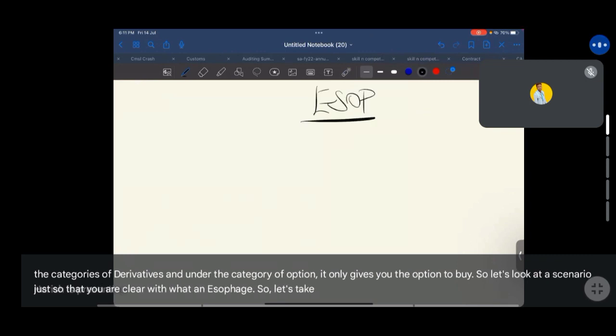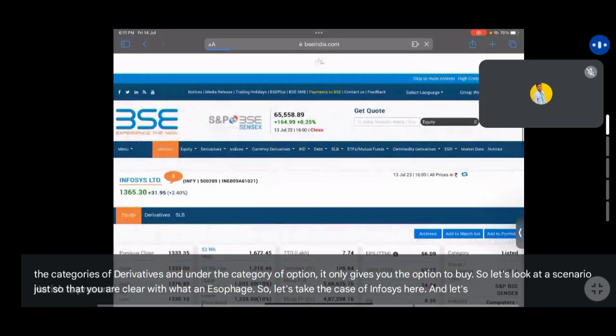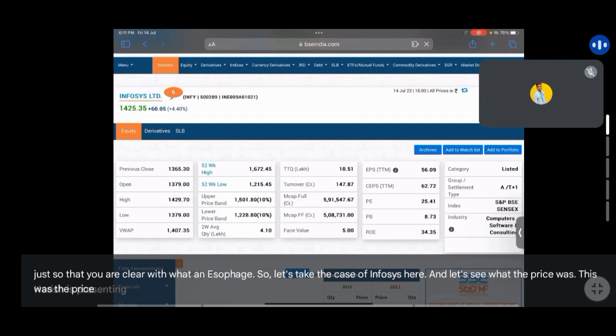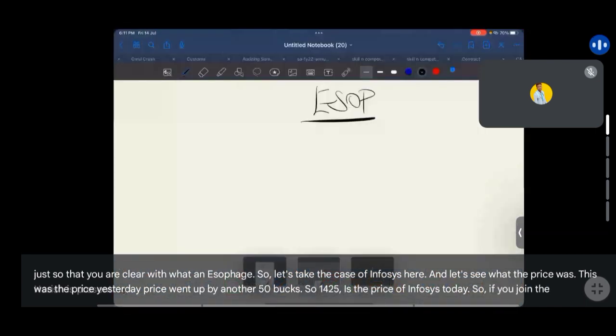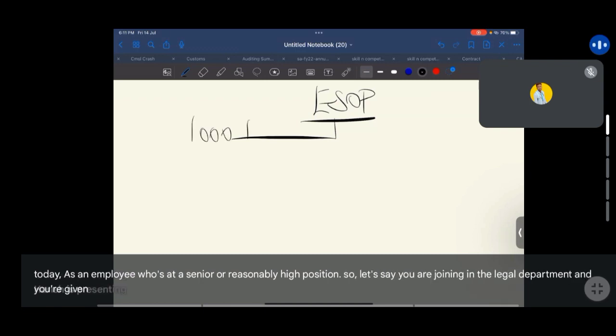So let's take the case of Infosys here. And let's see what the price was. This was the price yesterday. Price went up by another 50. So 1425 is the price of Infosys today. So if you join the company today as an employee at a senior or reasonably high position, let's say you are joining in the legal department and you're given 1,000 ESOPs.